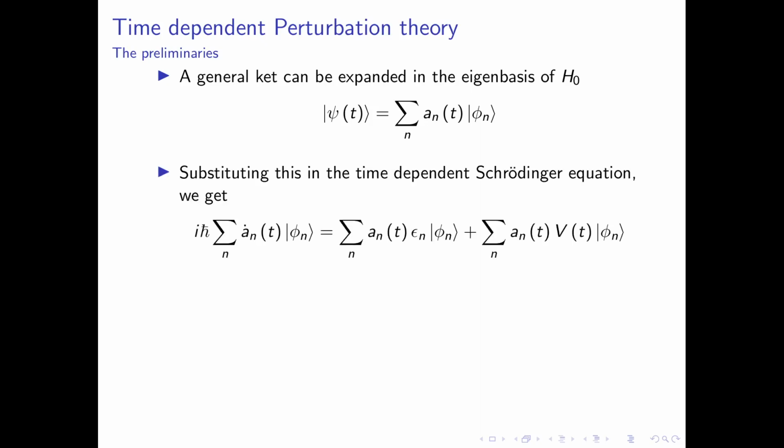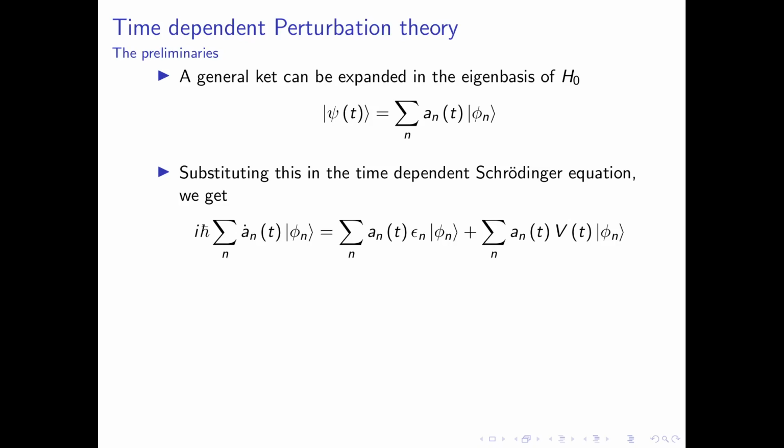Now, what we need to do is plug this form of psi of t into the Schrodinger equation iħ ∂psi/∂t equals H psi. On the left hand side, iħ ∂psi/∂t will of course become iħ times the sum over all n of a_n dot of t phi n. Remember, the kets phi n are eigenkets of the Hamiltonian H0, which is assumed to be time independent. So the kets phi n are independent of time, and therefore the derivative only acts on the coefficients a_n of t.